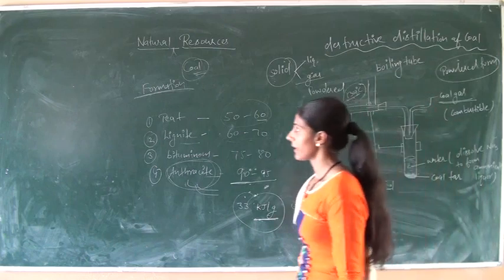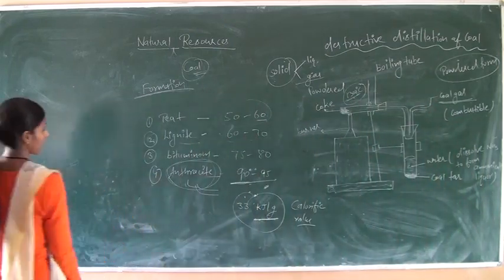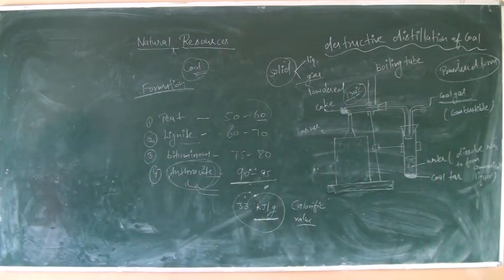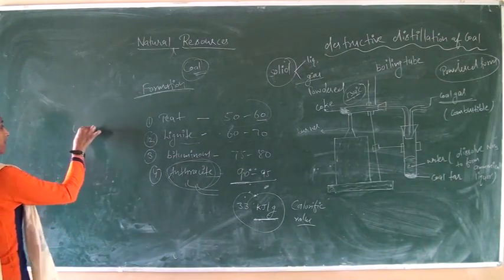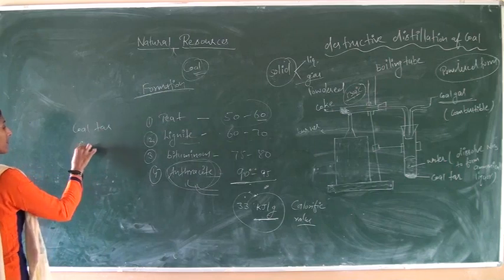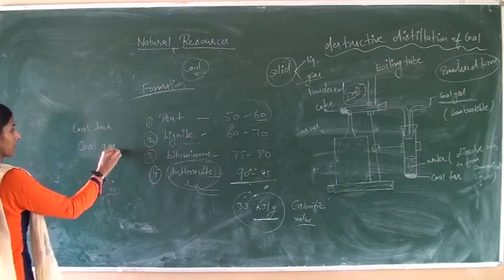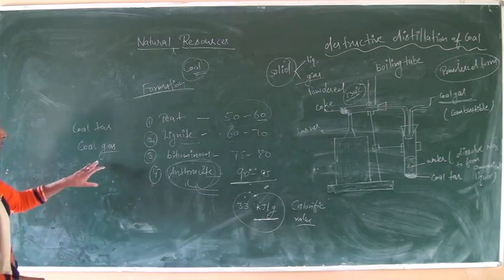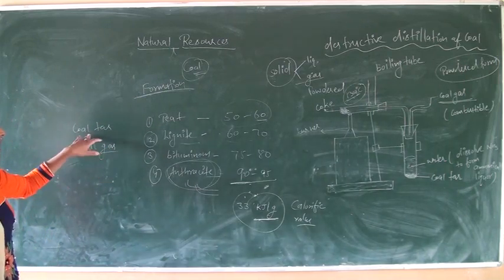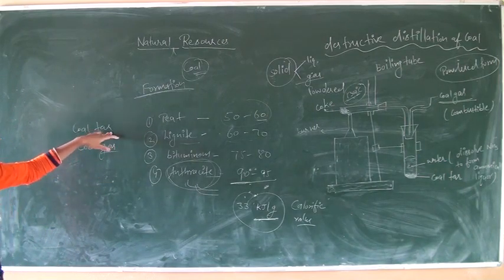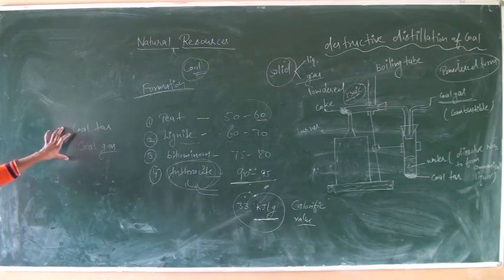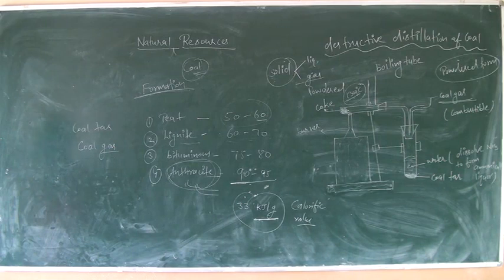So in this method, coal is further converted into other forms, that is coal tar and coal gas. Coal gas is the gaseous form and coal tar is the liquid form. Okay, this is the method of destructive distillation of coal.